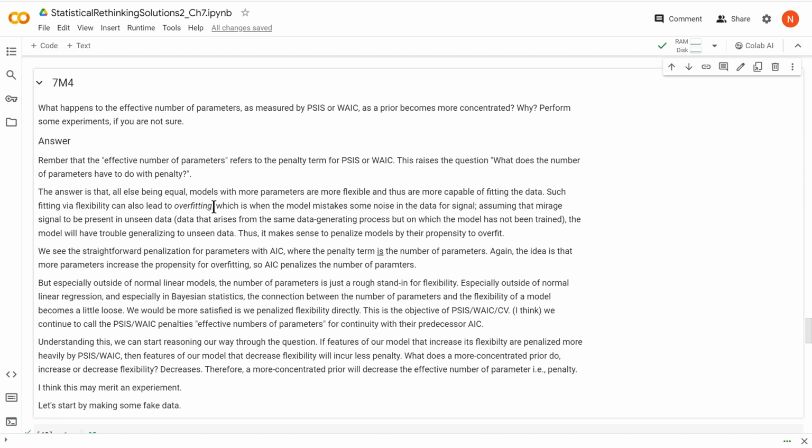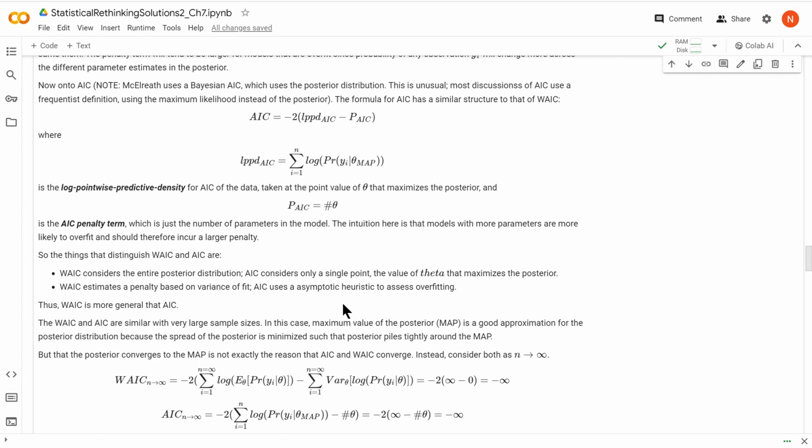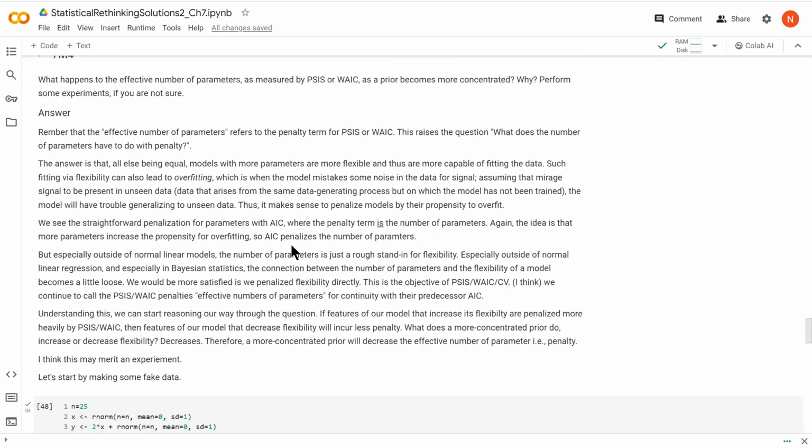So in general, not in all cases, but especially in normal linear models, more parameters makes the model more flexible. And more flexible models overfit the data more, and therefore they should be penalized more, with our information criteria. This connection between parameters, flexibility and penalization is directly seen in AIC. Here's our formula for AIC, and the P sub AIC is our penalty term. And what is that? It is simply the number of parameters. So in AIC we see this very direct connection between the number of parameters and the penalization. And again, for normal linear models, this tends to do very well in assessing overfitting risk.